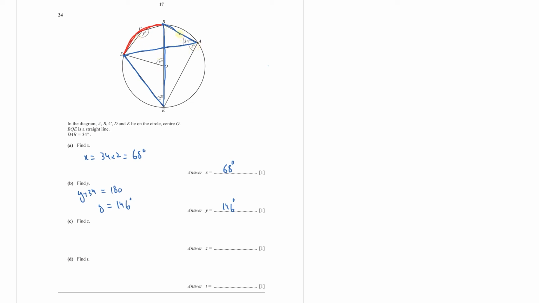So we know that angles subtended by the same arc on the circumference of the circle are equal. So your Z will also equal 34 degrees. So Z would be 34.